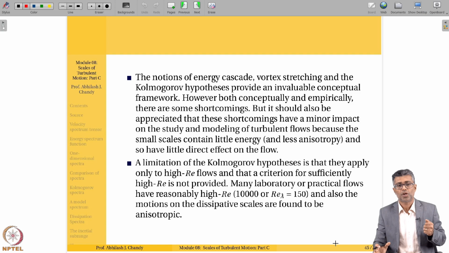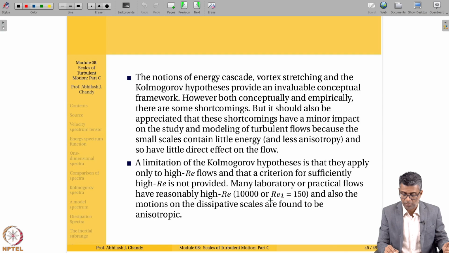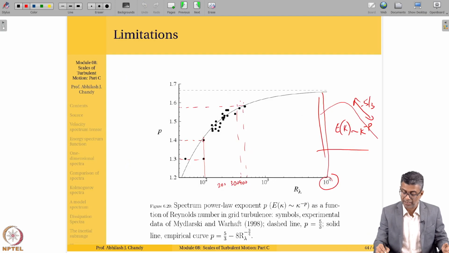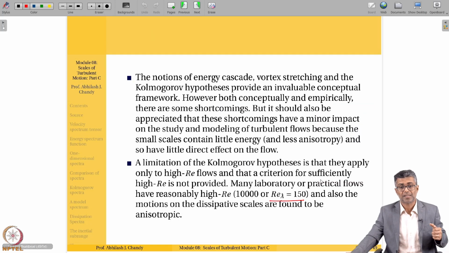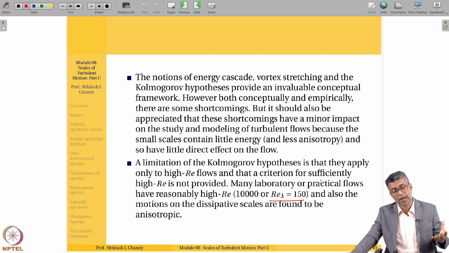One of the limitations of the Kolmogorov hypothesis, as I was saying earlier, is it applies only to high Reynolds number flows. But a criterion for high Reynolds number is not provided, right? For example, many laboratory or practical flows have reasonably high Reynolds number. This is what I was talking about earlier: R lambda of 150 is like an RE of 10,000. So R lambda of 10,000 would be an extremely high Reynolds number, and sometimes you don't even get to that Reynolds number before you apply the Kolmogorov hypothesis.